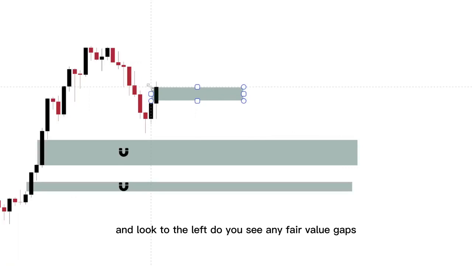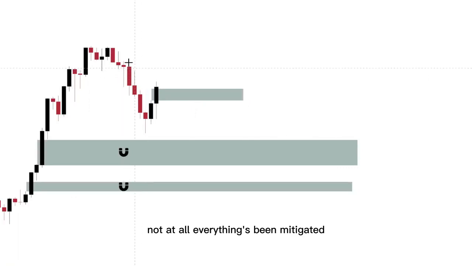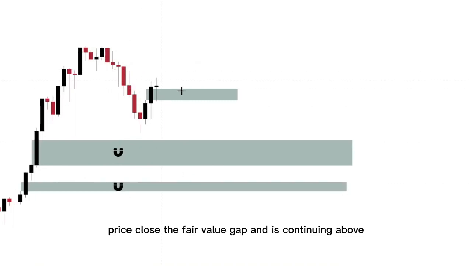And look to the left. Do you see any fair value gaps? Not at all. Everything's been mitigated. All the wicks connected with the body part. Price closed the fair value gap and is continuing above.